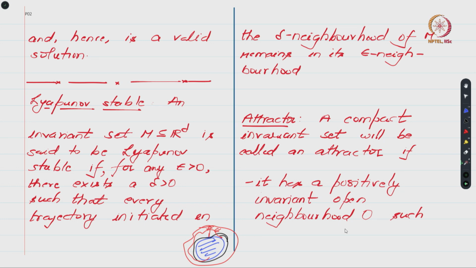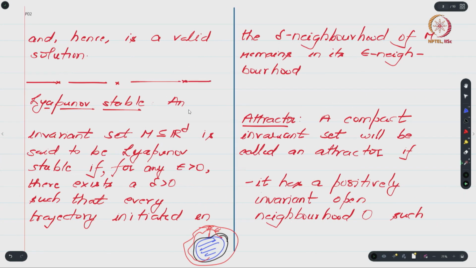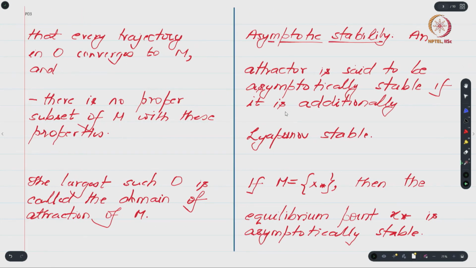Positive invariance, recall, means that if you start a solution trajectory within O, the solution trajectory will remain in O forever, I mean at least in positive time. So we need a positively invariant open neighborhood O such that every trajectory initiated in O eventually converges to M. Furthermore, M has no proper subset with the above property. As long as M does not have a proper subset with the above property, we will call M an attractor.